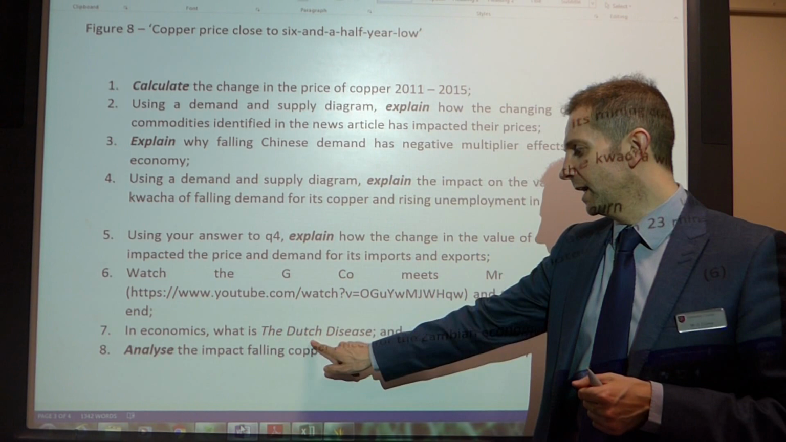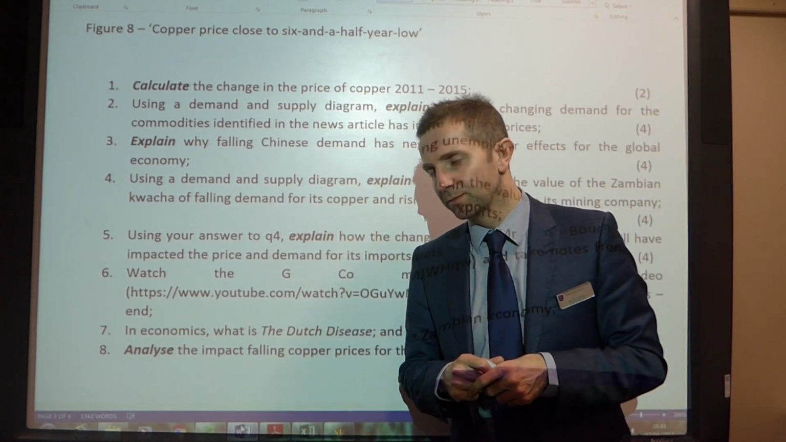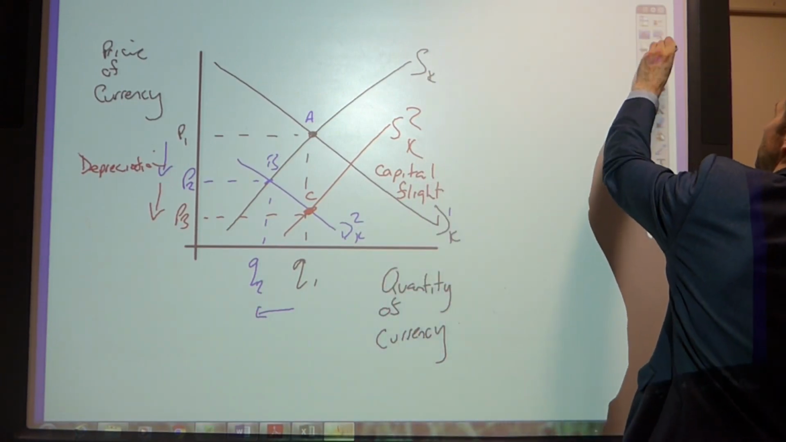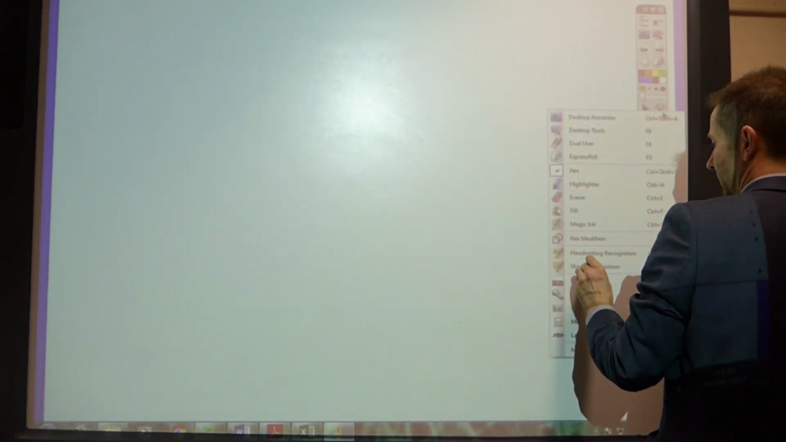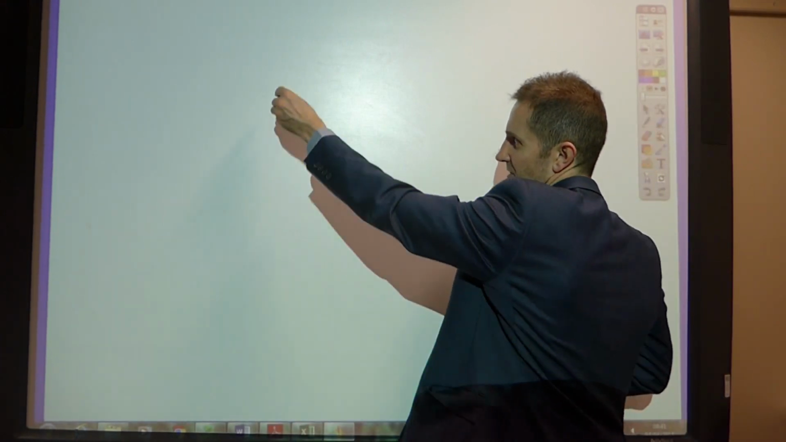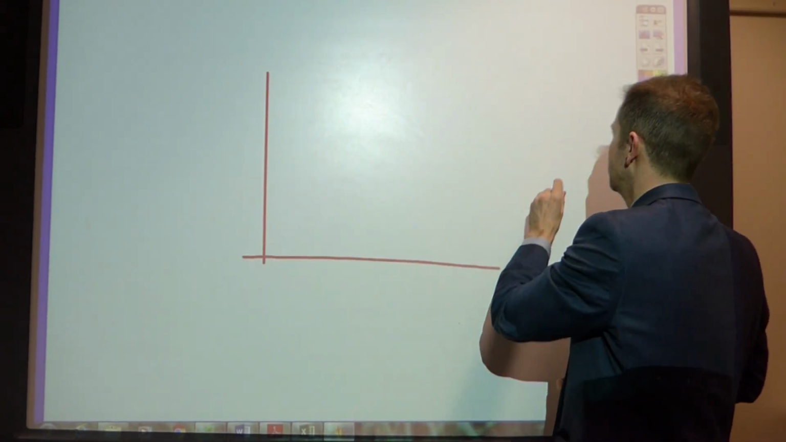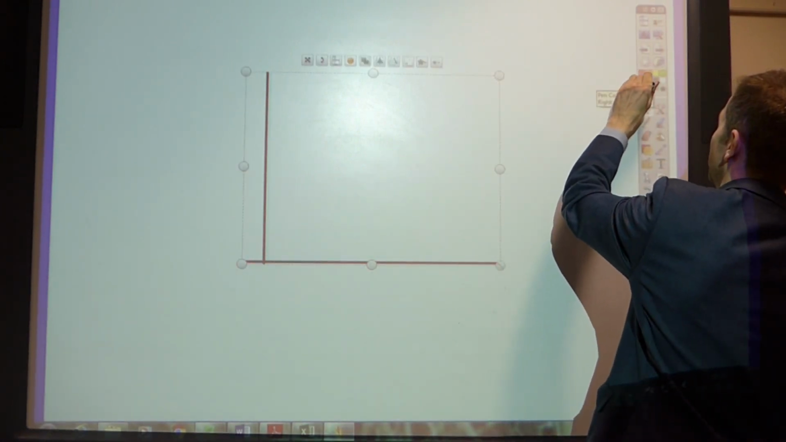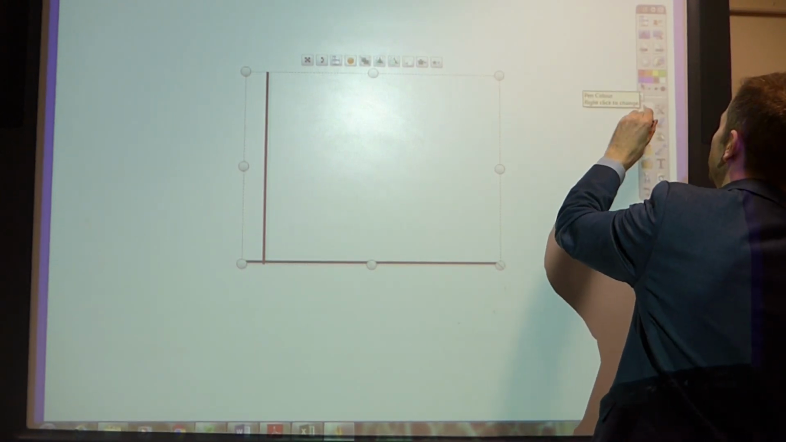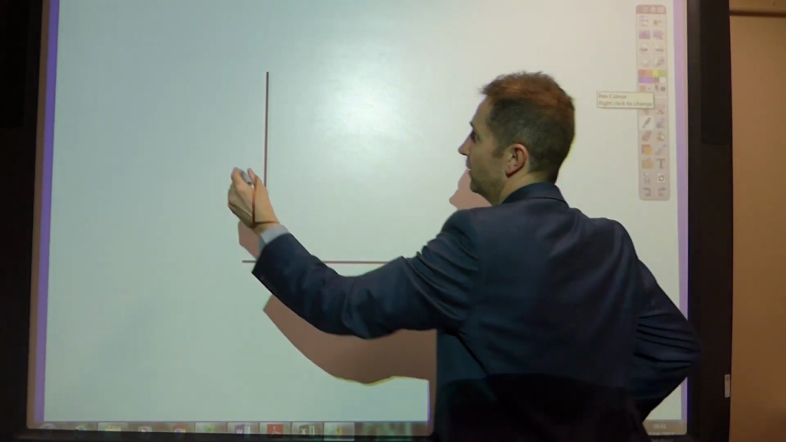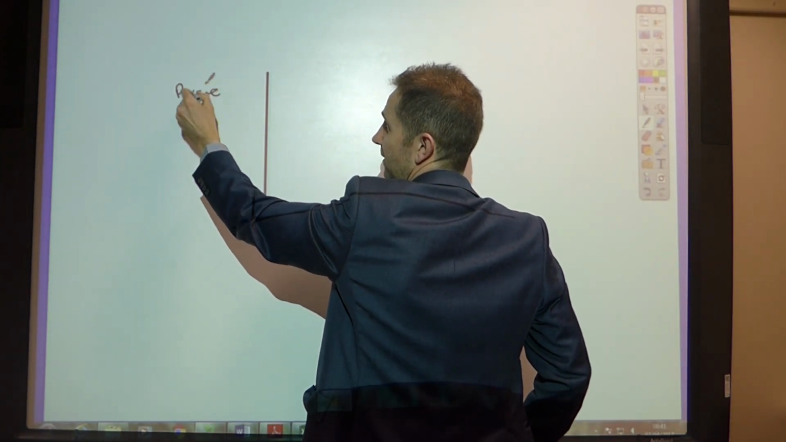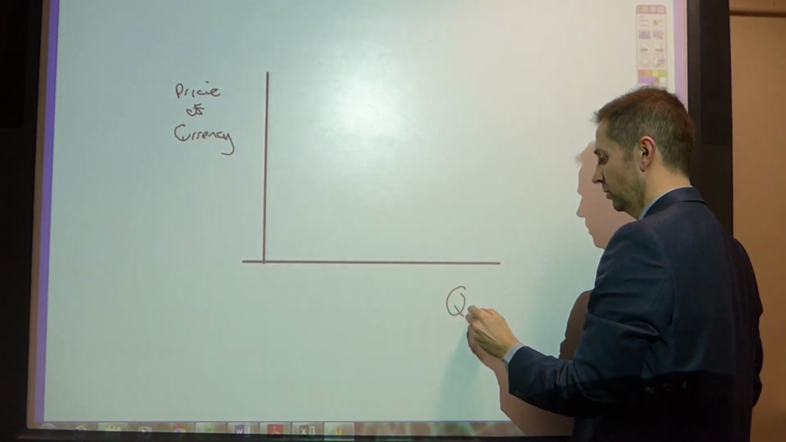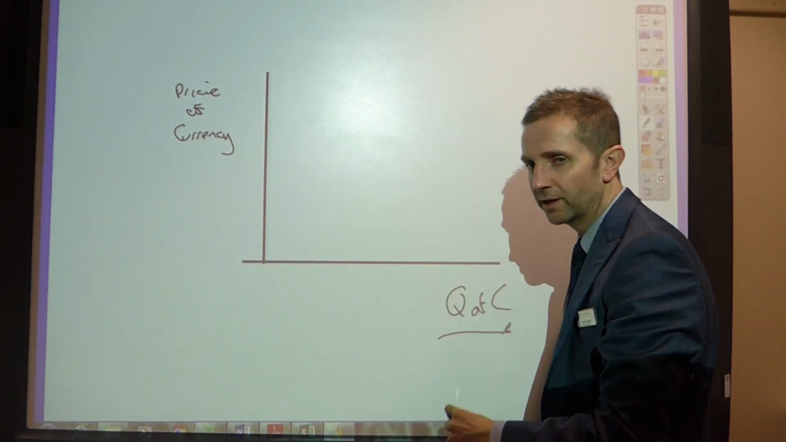In economics, what is the Dutch disease? What's the Dutch disease? Okay. Demand and supply analysis can be used here again, ladies and gentlemen. You will not be asked to explain what the Dutch disease is in the exam, but it's just worth knowing from a personal interest point of view. So again, we'd be looking here at the price of the currency and the quantity of the currency. So Q of C, I'm going to write for short, don't you abbreviate it in your exam.